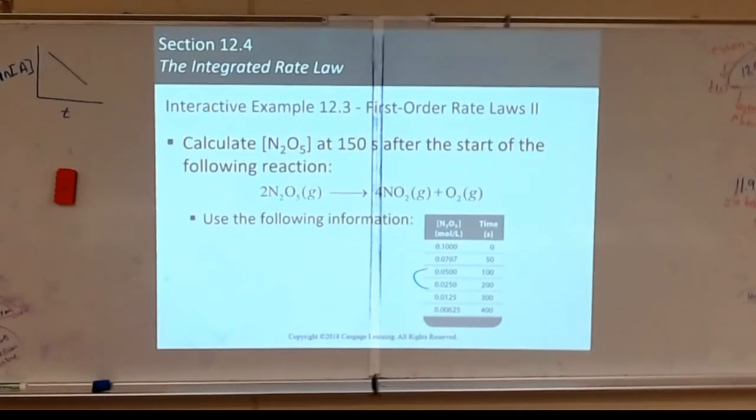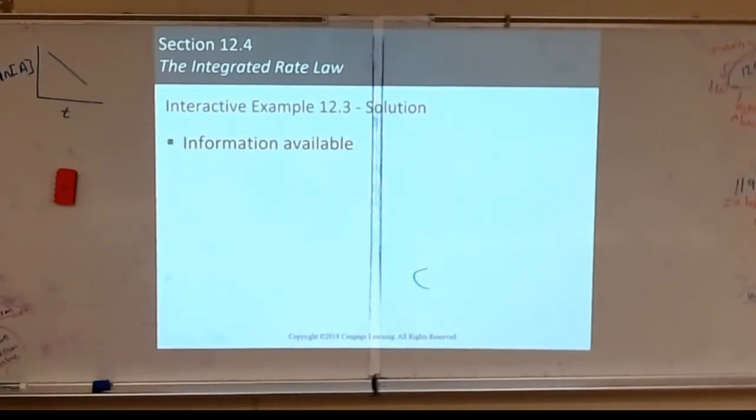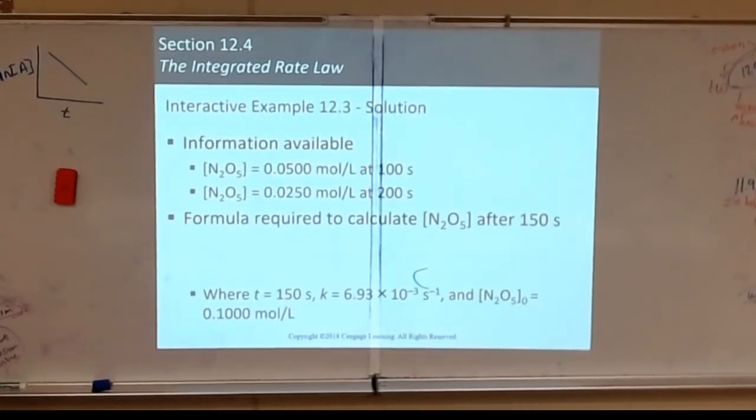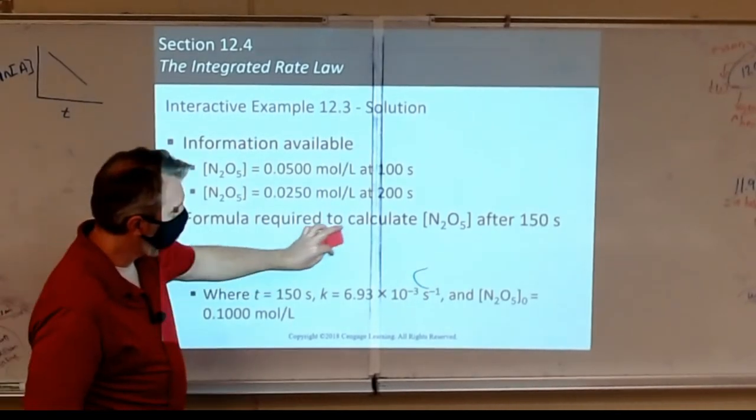Using the equations, go ahead and solve for the concentration of N2O5 at 150 seconds after the start of this reaction. Can y'all do that? It's on page 14. It is. Okay, this is your k. k is 6.93 times 10 to the minus 3.